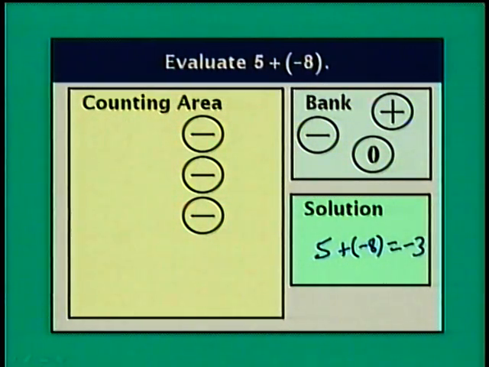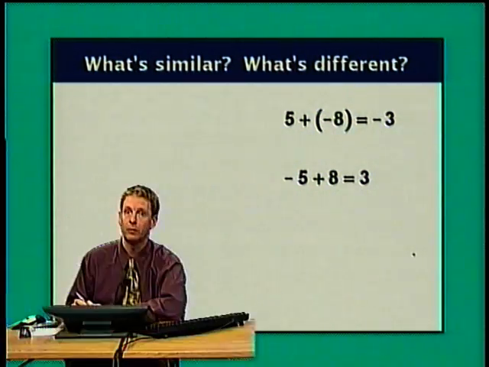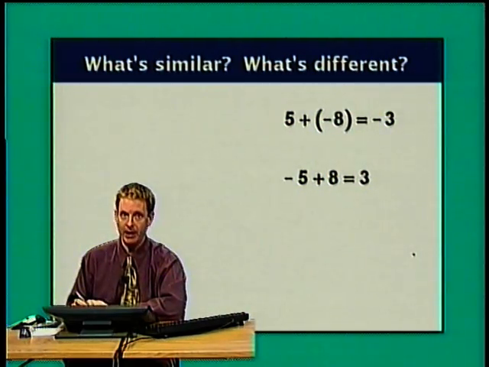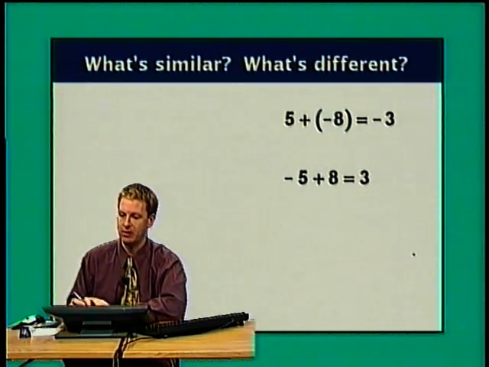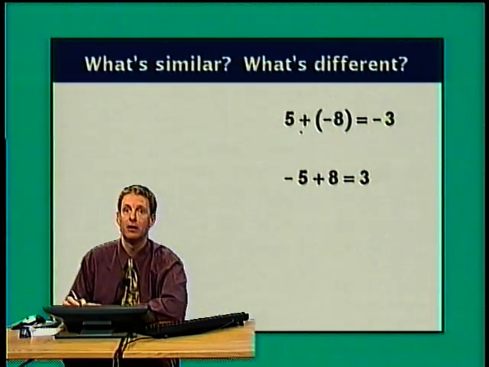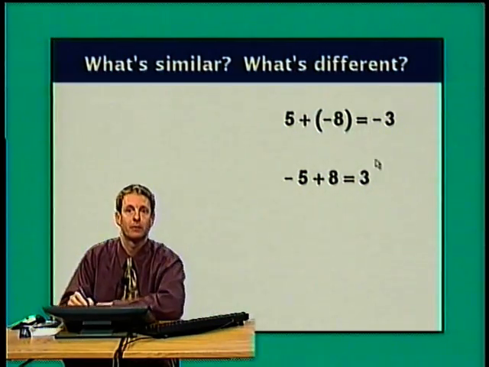Let's consider those last 2 examples. What was similar? What was different? Well, in both cases, the absolute value of the sum ended up as 3. When the negative number had the larger absolute value, that would be -8, which has an absolute value of 8, which is greater than 5, look what happened in the sum. The sum turned out to be negative.